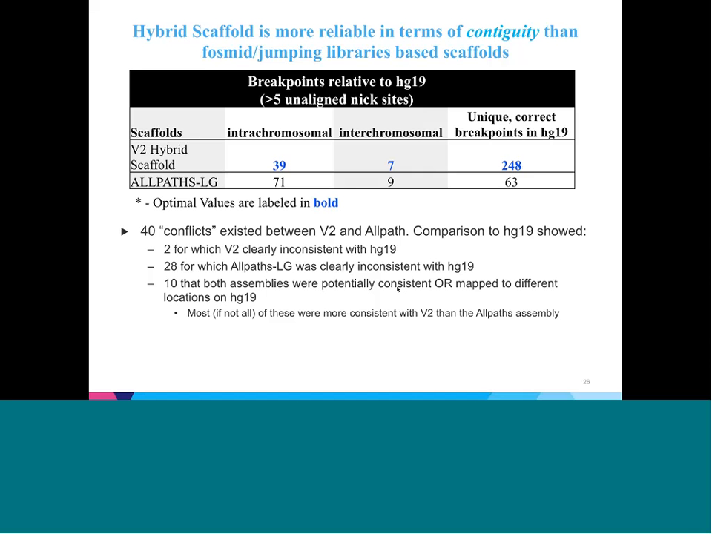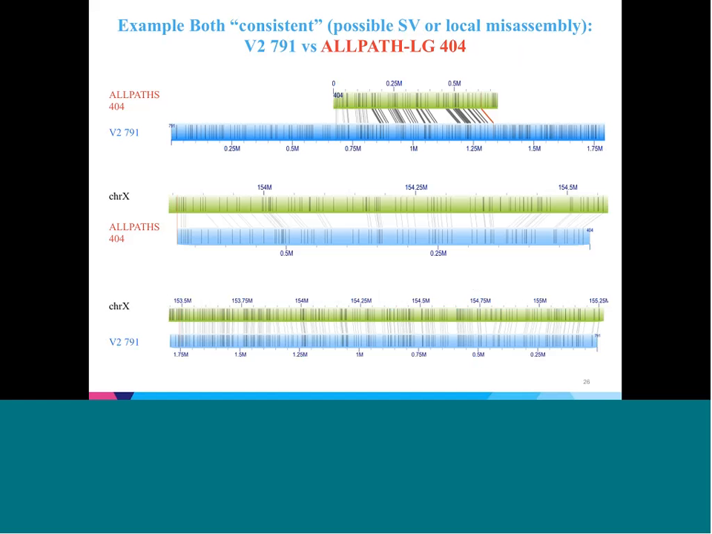So here's just an example of one of those. And so we can look at this on an AllPaths scaffold versus our scaffold. And you can see at the end here, marked by that red point, a region that we don't align between the 2 scaffolds.